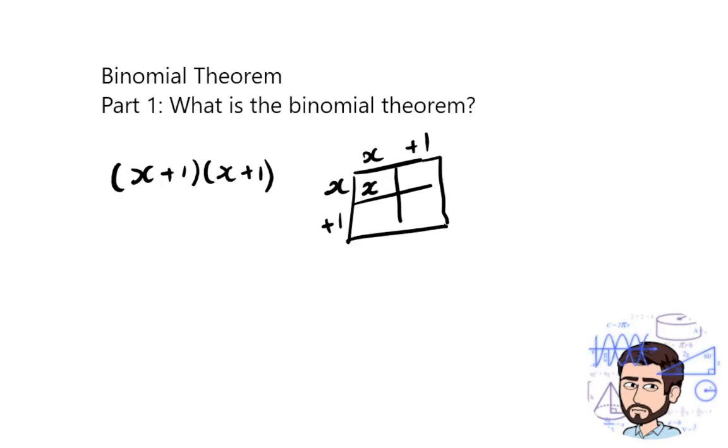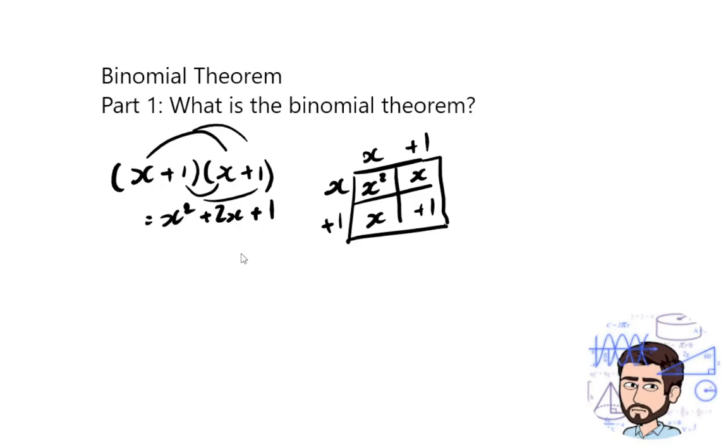X times x is x squared. X times 1 is 1x. X times 1 is another x, and then a plus 1 here. So this would be expanded to x squared plus 2x, because there are two lots of x, plus 1. So that is the expansion of that. Quite a lot of students can expand brackets without using the grid. Some of you like to use the FOIL method, which is first, outside, inside, last, which is the same process as doing the grid, just not set out in a grid.